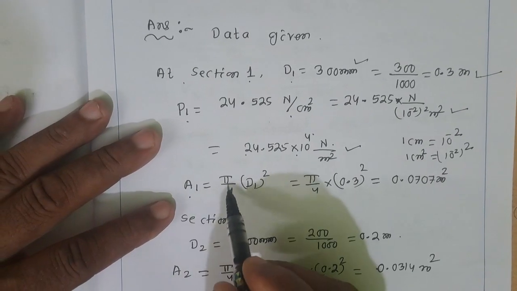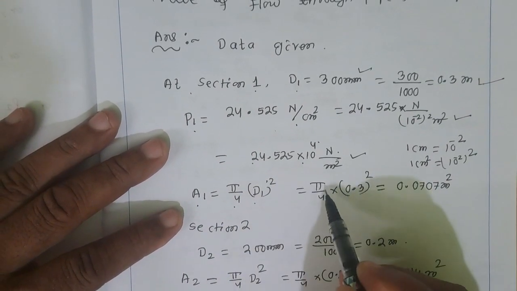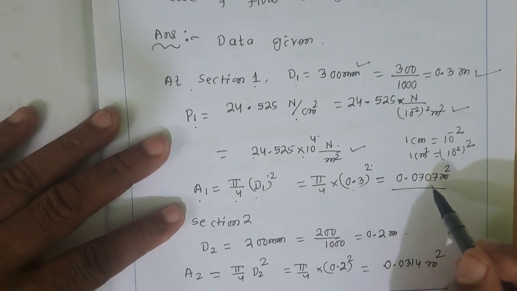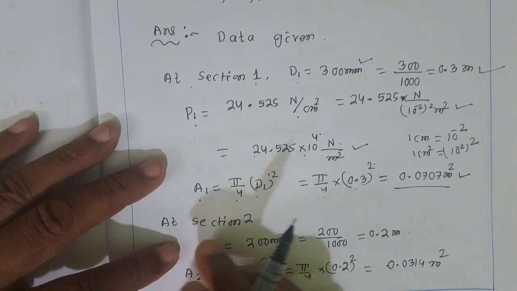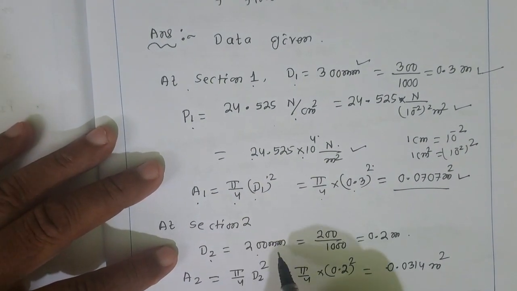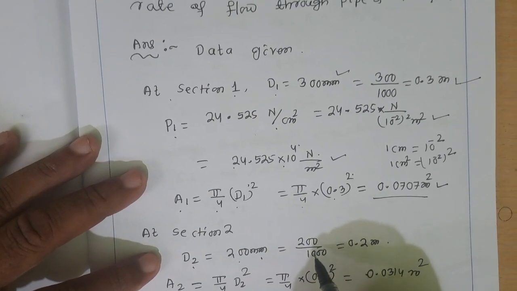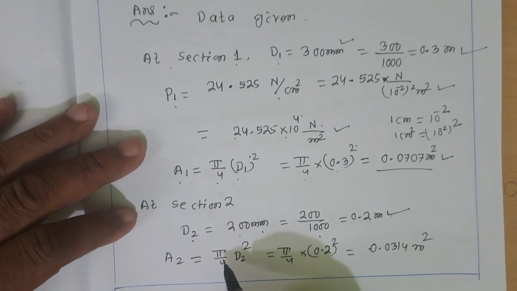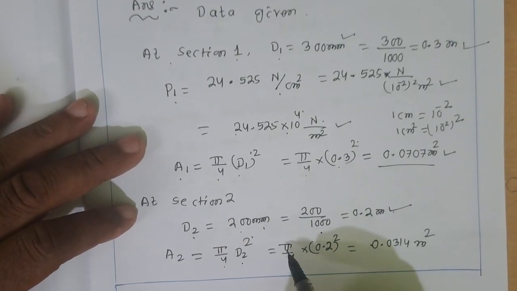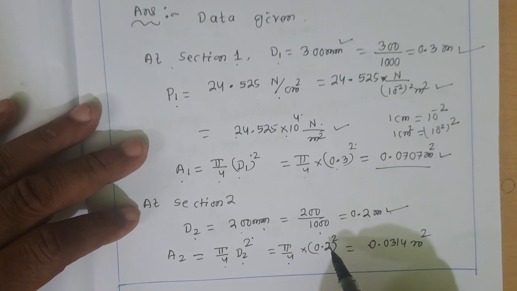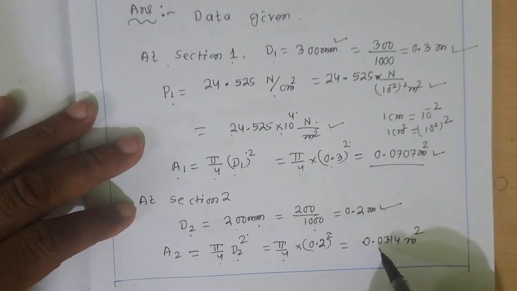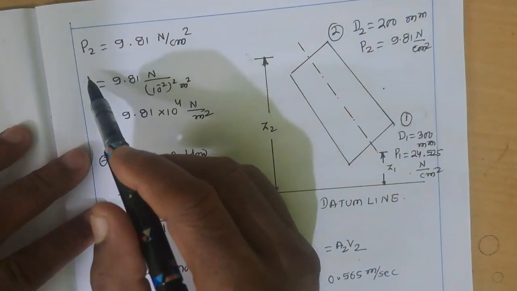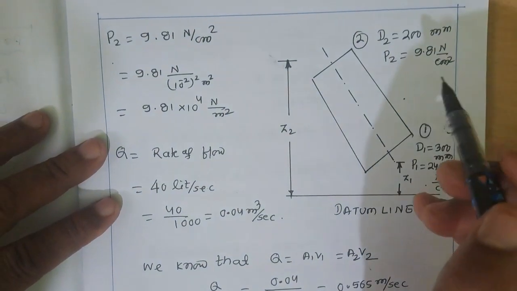Then A1 is equal to pi by 4 D1 square is equal to pi by 4 into 0.3 square is equal to 0.0707 meter square. At section 2, D2 is equal to 200 mm is equal to 200 divided by 1000 is equal to 0.2 meter. A2 is equal to pi by 4 D2 square is equal to pi by 4 into 0.2 square is equal to 0.0314 meter square.